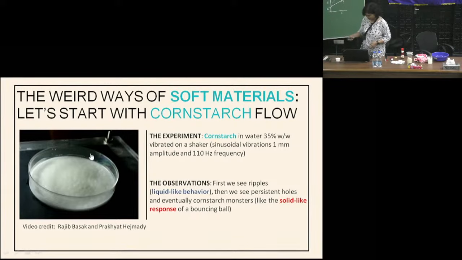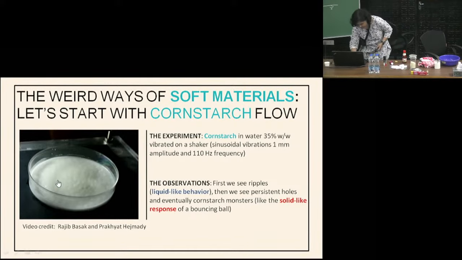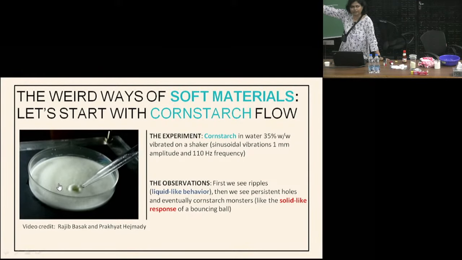Then just look what happens. Do you see the Faraday ripples? You see the ripples on water, right? That is liquid-like behavior. That's what you'd expect on a sea when there's a wind.